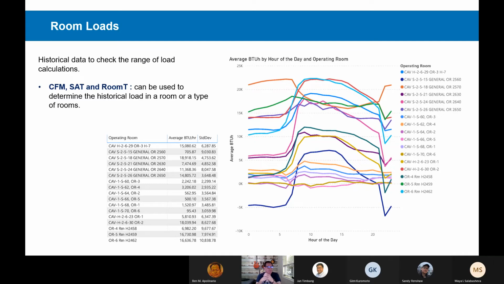Finally, this is a bit of a teaser here, but we can do things with existing zone data, like tabulate the room historical loads. We're going to talk about this in about 10 minutes, so I'll just tease it right now. What you're looking at here is a set of historical loads in about 17 operating rooms. But I really want everyone to learn that word, historical loads.